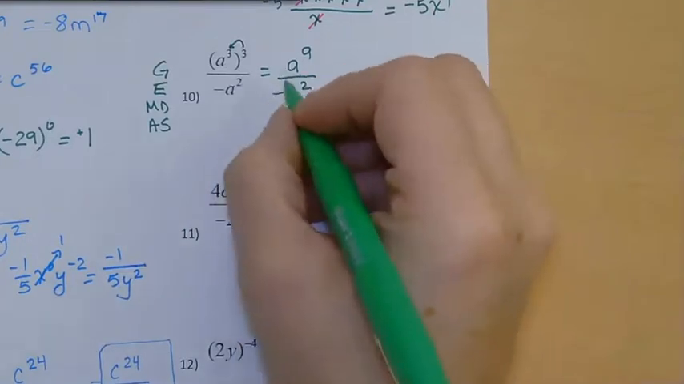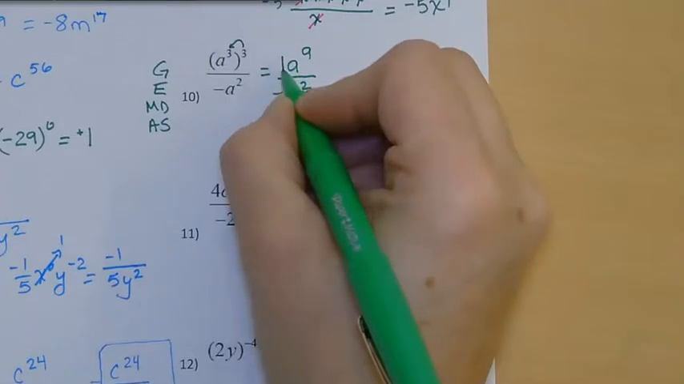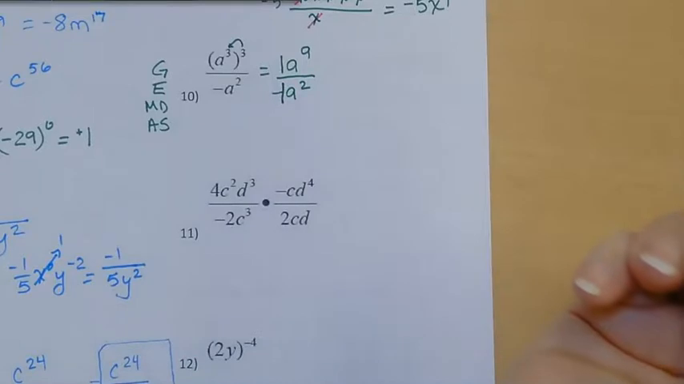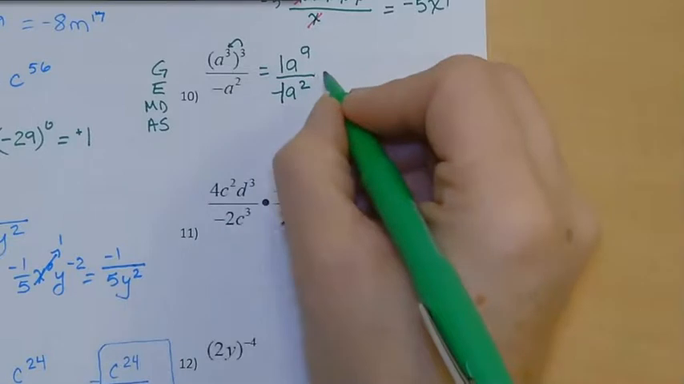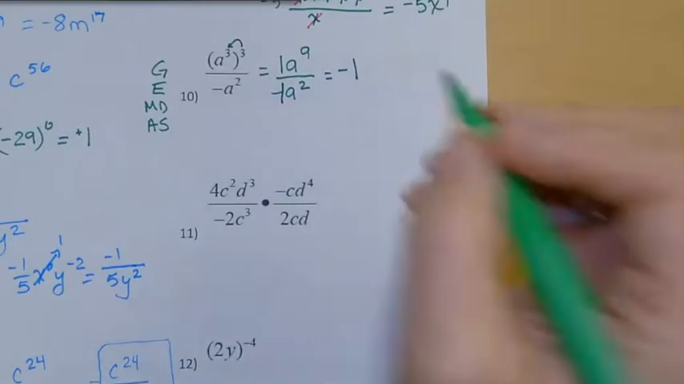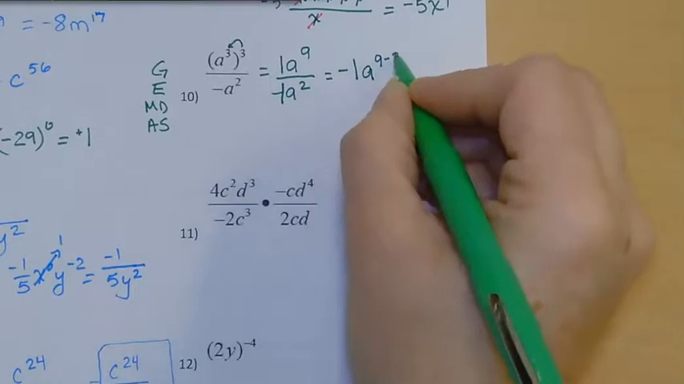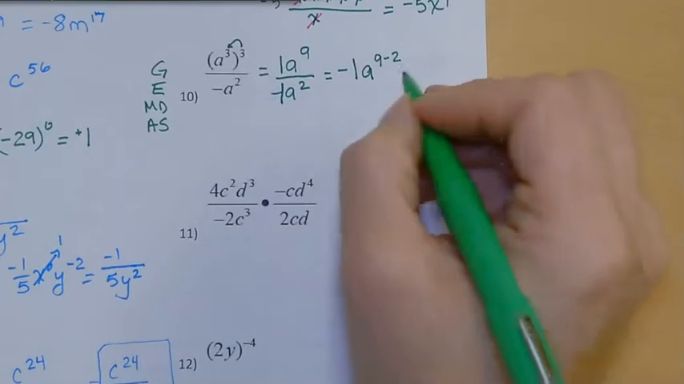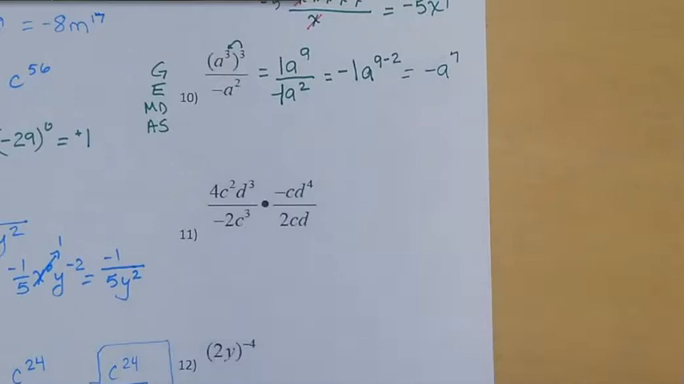So I will remind you that when we have no visible coefficient, the coefficient is really 1. So this is 1a to the 9th. This is really negative 1a squared in the denominator. So I know that my coefficients are 1 divided by negative 1. Okay, 1 divided by negative 1 is just negative 1. A to the 9 over a to the 2 is going to be a to the 9 minus 2. You take your numerator's exponent and subtract your denominator's exponent. So we have negative a to the 7. 9 minus 2 is 7.